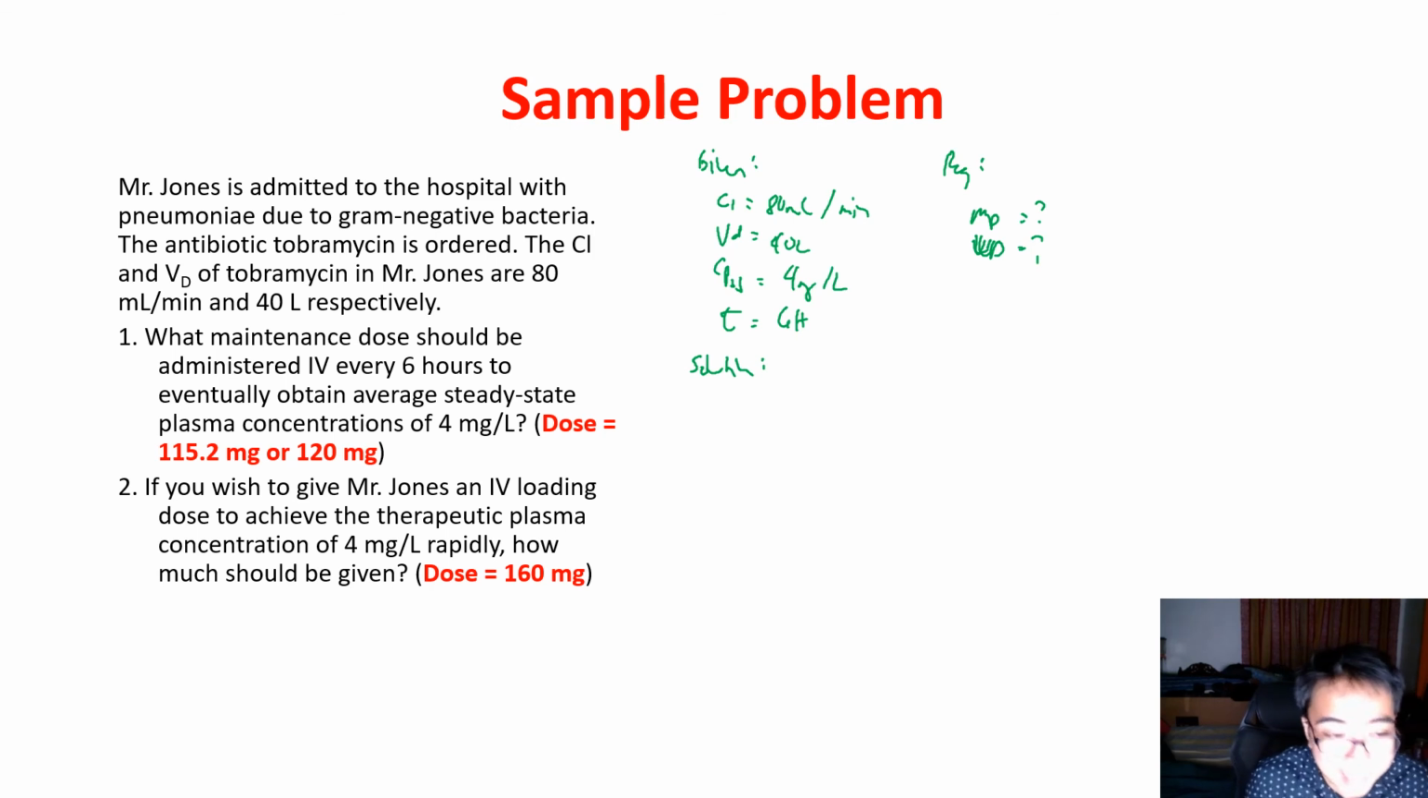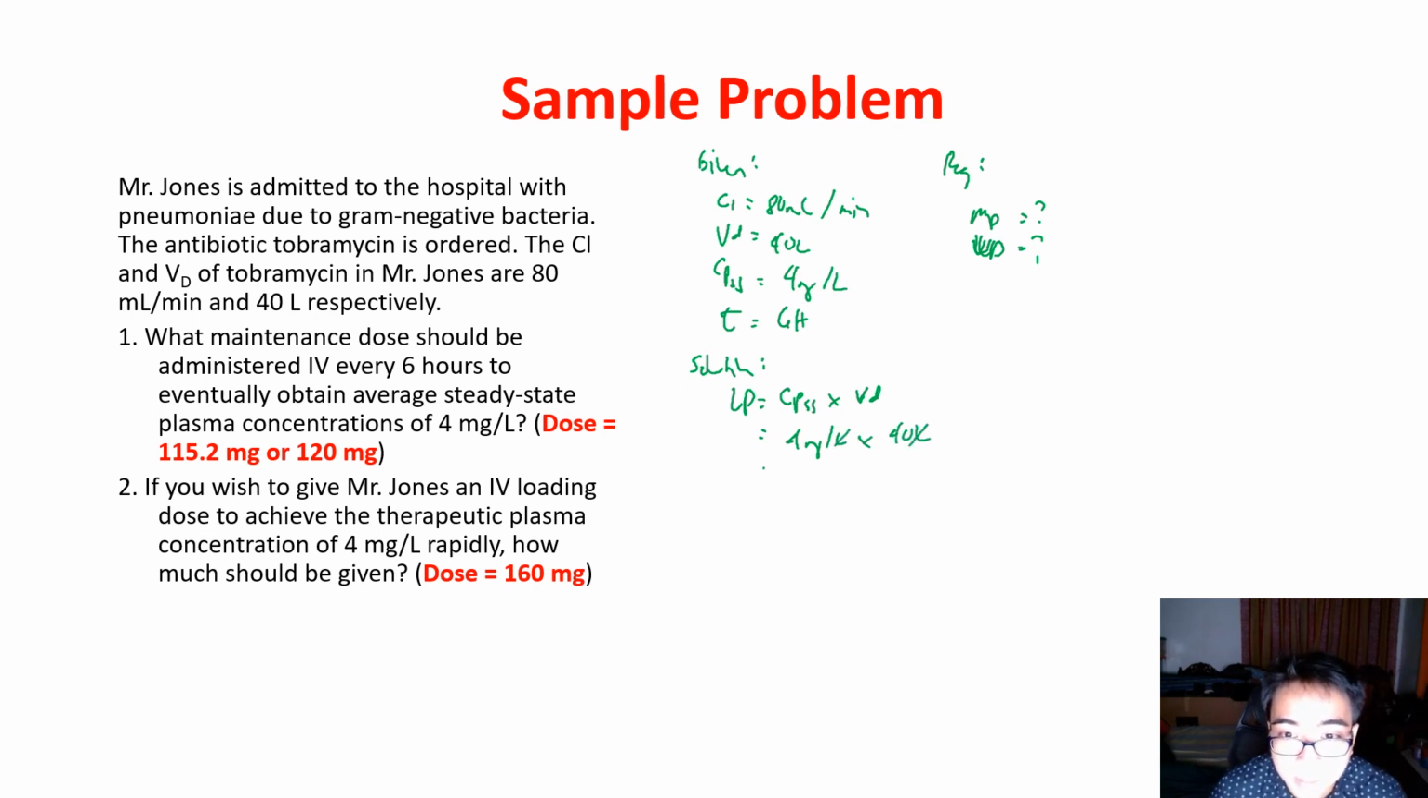Solution, madali to kasi IV. So bibigyan natin ng gamot IV eh. So the maintenance dose, IV daw. Alright, so IV push to most likely, hindi mo sinabing IV infusion eh. So therefore, ang loading dose is simply CPSS times VD. So unahin natin yung number 2. So desired CPSS is 4 milligrams per liter times ang VD, which is 40 liters. Cancel. And that will give you 160 milligrams. So good tayo dyan.